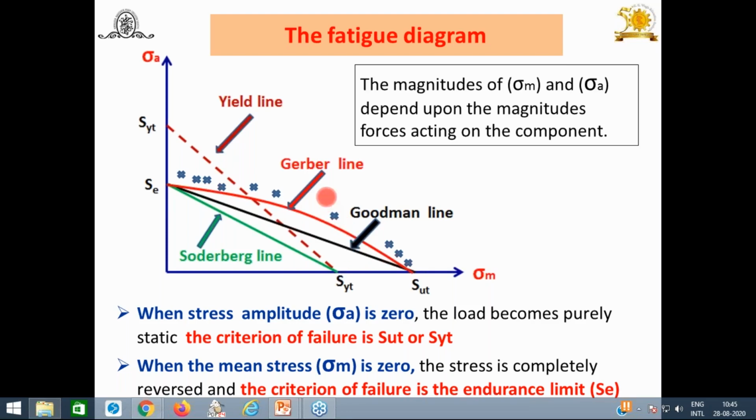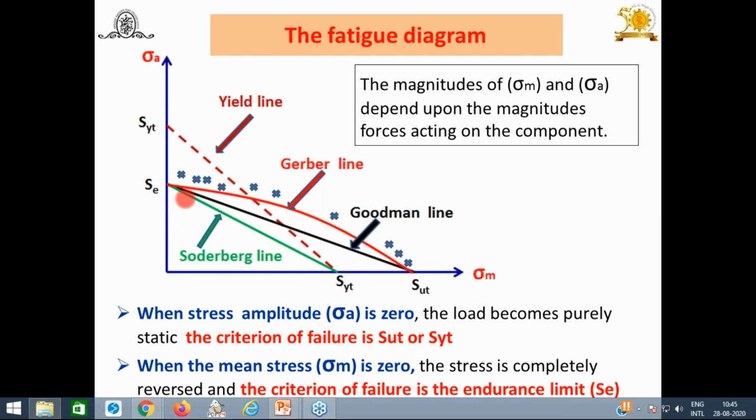This is one thing. Second, the Gerber line has a parabolic nature, so we have to find the equation of the parabolic curve while solving the problem. Because of that, the problem becomes complicated. That's another reason not to use the Gerber line. And third, there is one more option, the Soderberg line. We can say the Soderberg line is more suitable than the Goodman and the Gerber because the points coming inside this line are more safe than the Goodman and then the Gerber.